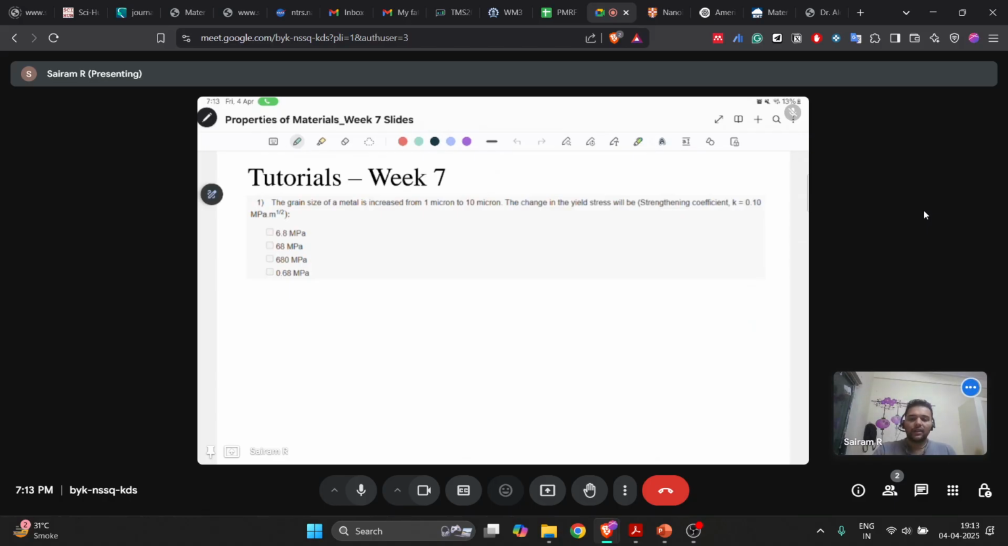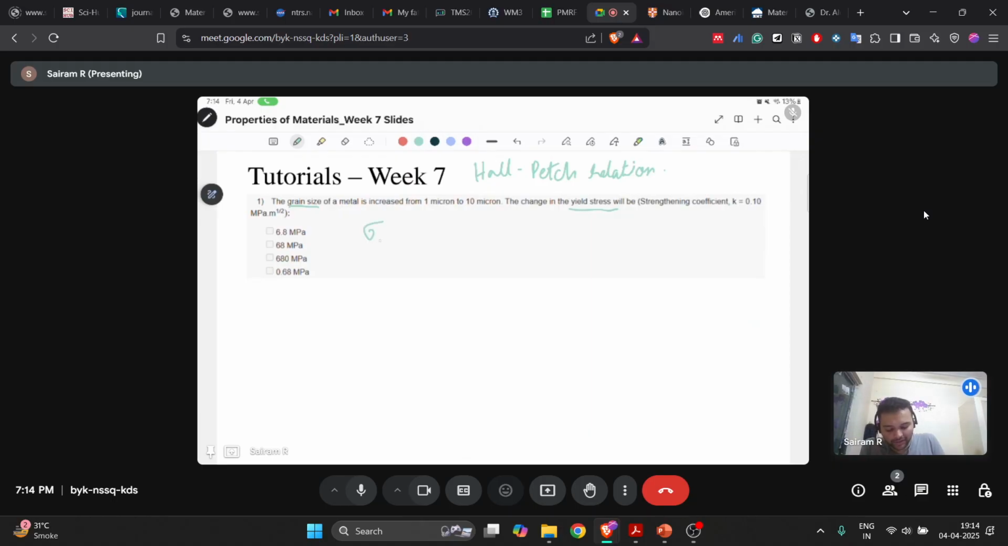The very first question is: the grain size of a metal is increased from 1 micron to 10 micron. The change in the yield stress will be? We know the Hall-Petch relation. The strengthening coefficient K value is given, in MPa root meter. We know there is one property which relates yield stress and the grain size. This is called the Hall-Petch relation.